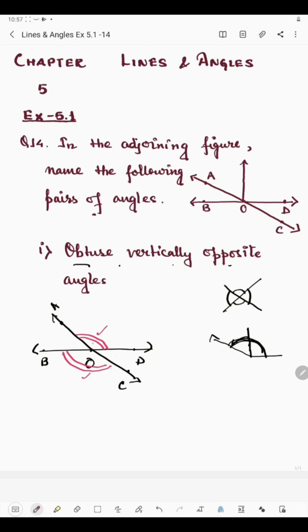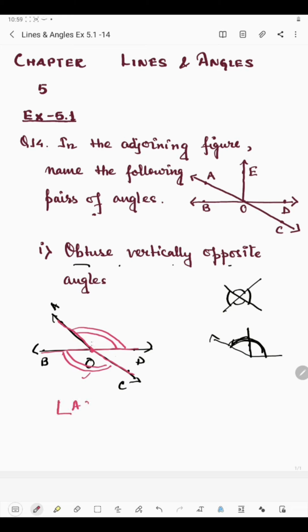Do not get confused with this line, because this line means the line originated from this point. Okay, so we will not consider this line here. Okay, so here angle AOD and angle BOC are vertically opposite angles. So angle AOD and angle BOC are obtuse vertically opposite angles. Okay, now coming to next part.